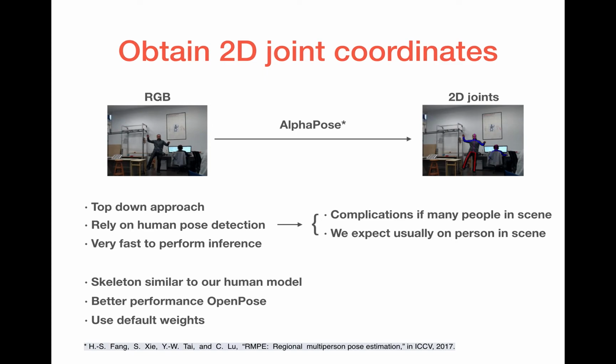One advantage of this kind of method is that it is very fast. It can run in real time, even at 60 frames per second. And the skeleton retrieved is very similar to our skeleton model, which will facilitate transferring the motion. They also report better performance than the state-of-the-art OpenPose algorithm. Another main advantage is that we can just plug and play. We can just use the default weights that are given to us with the algorithm.